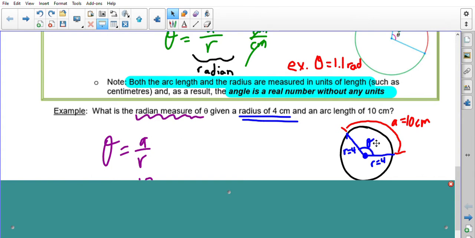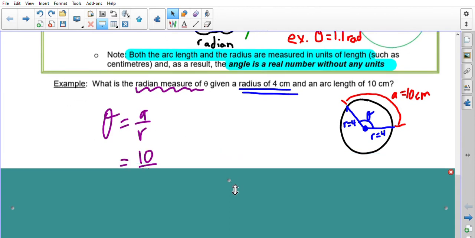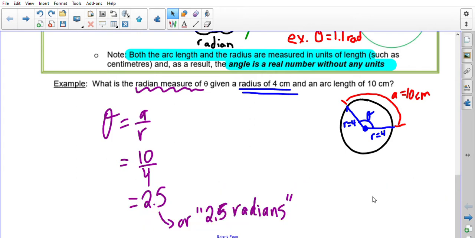Okay. We know the angle inside is the central angle, and we want to find the measure of this angle if we know the radius is 4, and if we know we have traveled along the circle's edge 10 centimeters. So that means they gave us the arc length of 10 and the R value of 4. So we're going to find out what that angle measures in radians. So we're going to do theta equals A over R. So that's going to be 10 divided by 4. Okay, and that gives us 2.5.